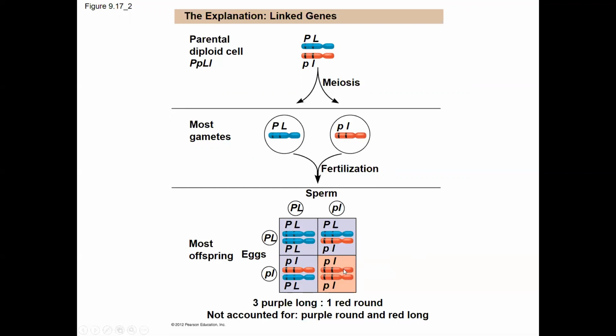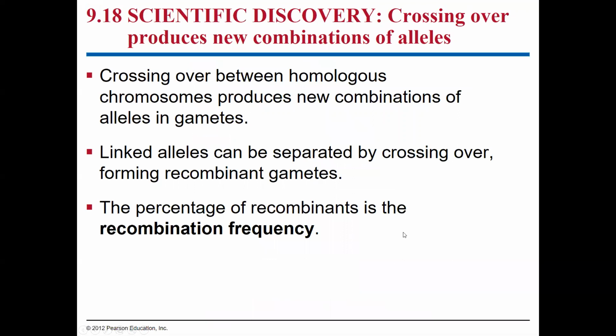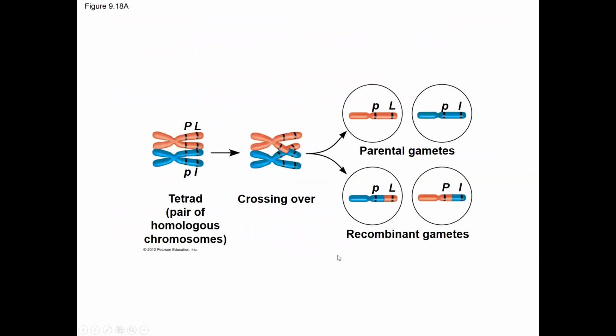And so this would actually almost eliminate the purple and round and the red and round traits being put together, because these traits are so close together on the chromosomes, they're inherited together. And so linked alleles can be separated during crossing over. So they're not always stuck together, but they can be separated during crossing over, which is not as common as a normal gamete. So the percentage of recombinants, or this new recombination of alleles, is called the recombination frequency.